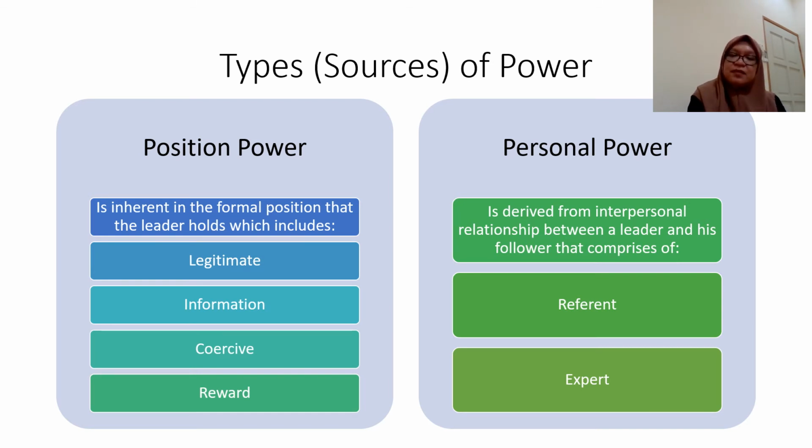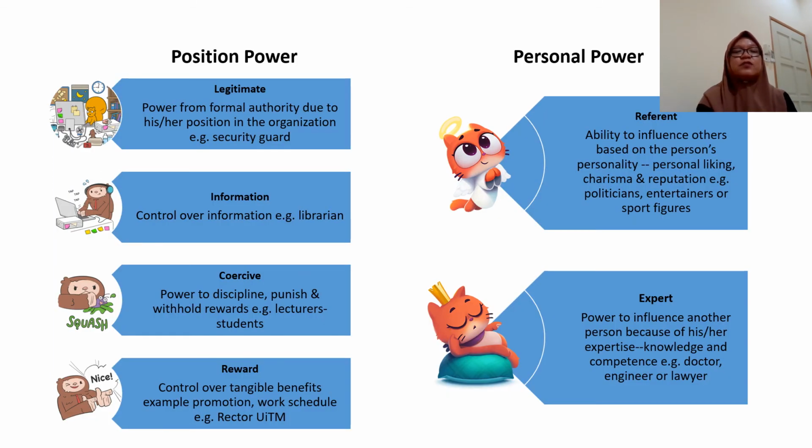Okay, so under position power, we have four: legitimate, information, coercive power, and also reward power. While personal power is derived from the interpersonal relationship between a leader and his followers. Okay, personal power is the power that a person gets because of his personal characteristics. Okay, because of himself, not because of others or because of another organization, but because of him. Okay, so there are two types of personal power: referent power and also expert power. Okay, first we look at position power.